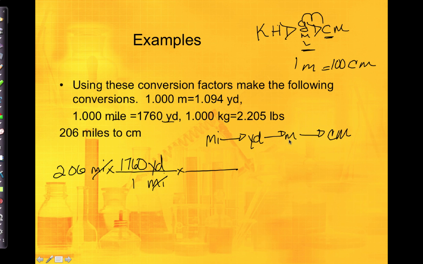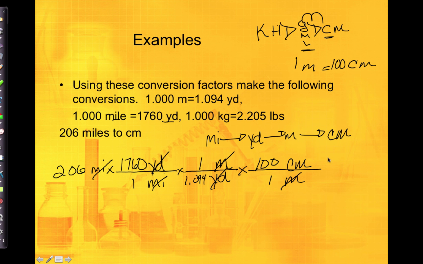Now let's go to the next step. Following my map, miles is done, yards is done, so meters would be next, on top, and yards would come to the bottom. 1 meter is equal to 1.094 yards. That cancels. Next, centimeters on top, meters needs to come to the bottom, and 1 meter is equal to 100 centimeters.